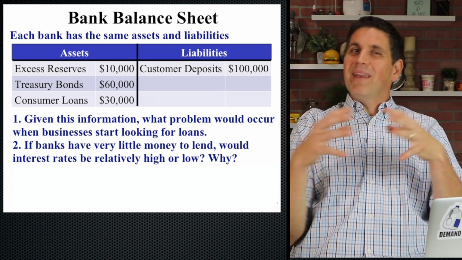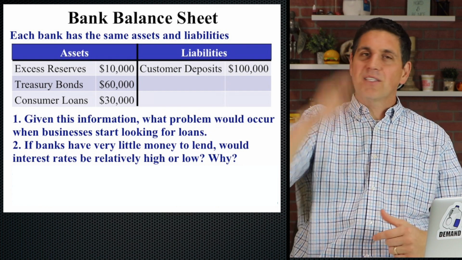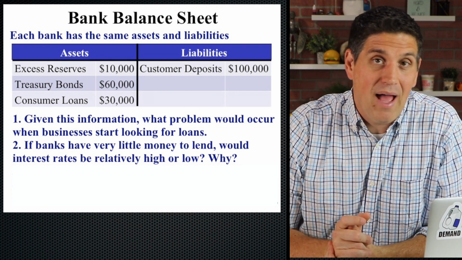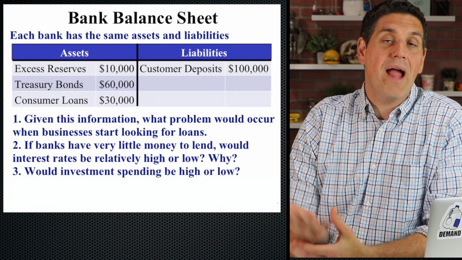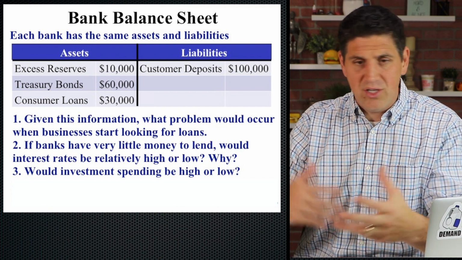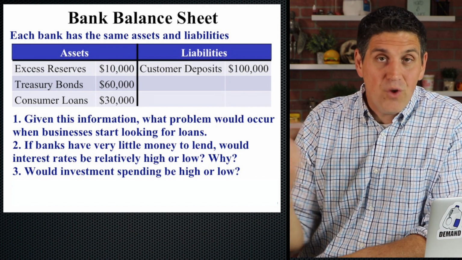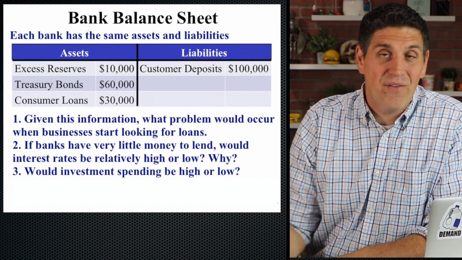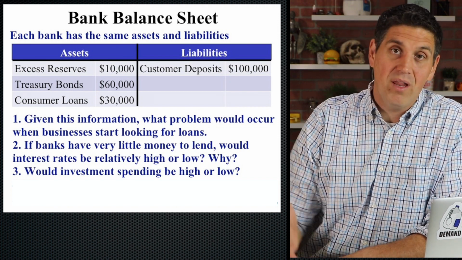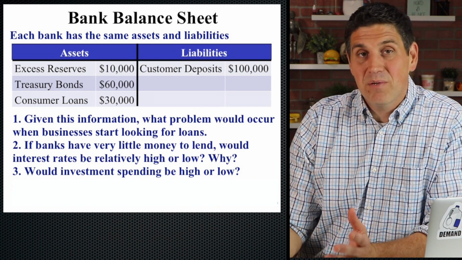So basically money is really tight. When money's tight, that's going to cause the price of money, the interest rate, to be higher. Next question, would investment spending be high or low? Remember, investment spending is spending on machines, tools, and factories, things for these businesses. Well, it's going to be low, right? If very few of these businesses can actually borrow in the first place, then investment spending is going to be very low. When interest rates are high, investment spending is going to be low.